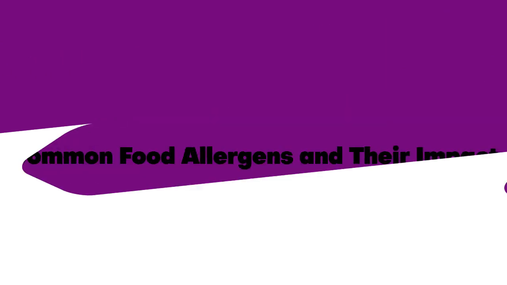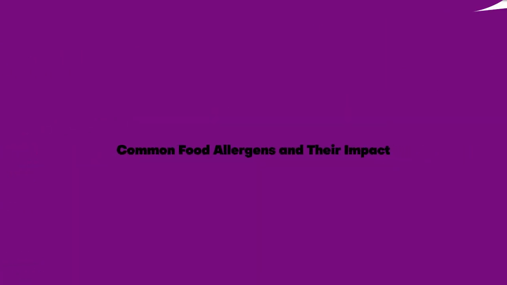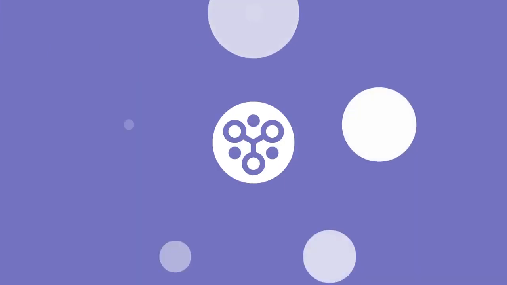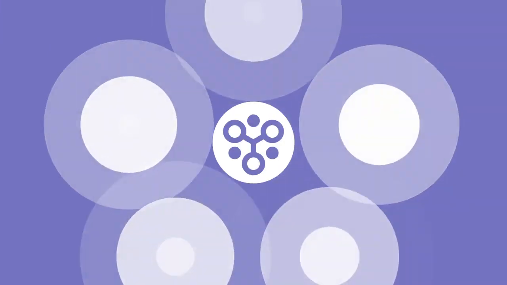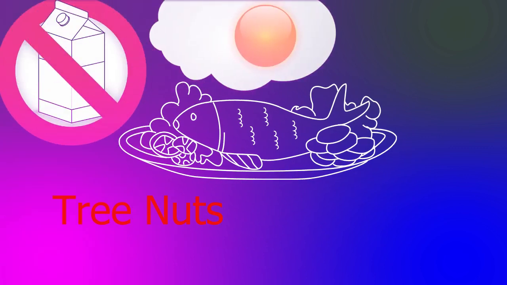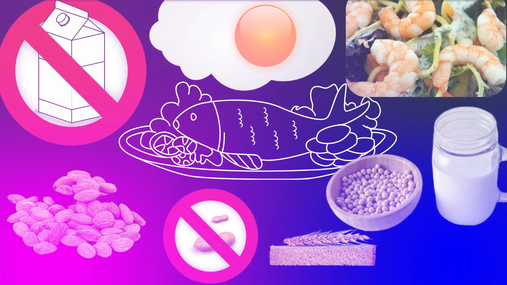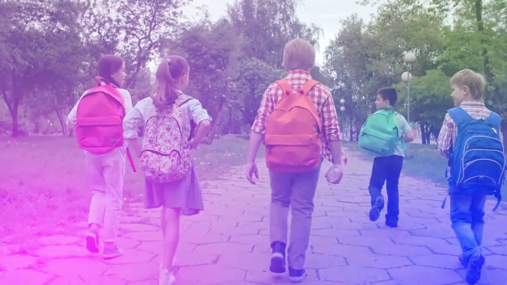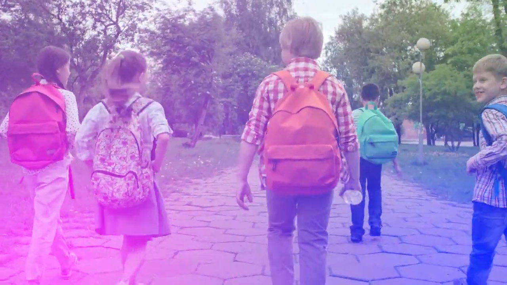Now, let's take a look at some of the most common food allergens and their potential health impacts. You might have heard of the Big 8 food allergens, which include milk, eggs, fish, shellfish, tree nuts, peanuts, wheat, and soy. These allergens are responsible for the majority of food allergic reactions. For example, cow's milk allergies are frequently encountered in infants and young children, while allergies to eggs are also prevalent in this age group.